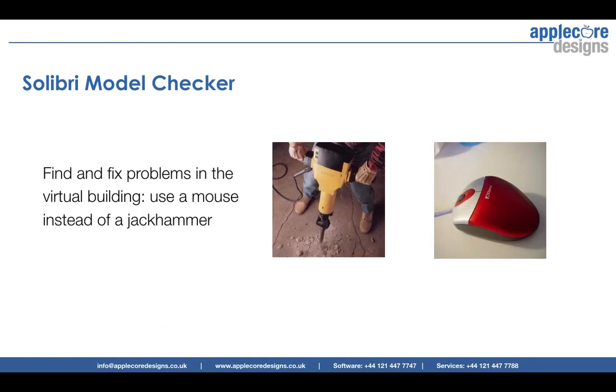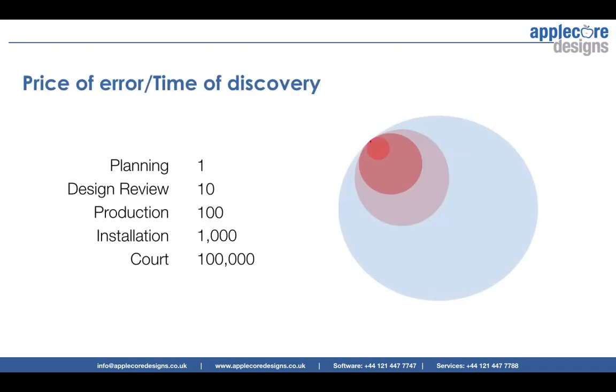It's a very nice thought to use a mouse to fix a problem instead of a jackhammer, because it costs less and it's easier. Just how much less does it actually cost? What we see here is the ratio of finding a problem and at what stage during the construction we discover this problem. Naturally, the easiest way to fix an issue is not to make it in the first place. That will be the planning stage. However, Solibri comes in at the design review stage. At design review, it will cost relatively little to fix a problem that we've located in the virtual building model.